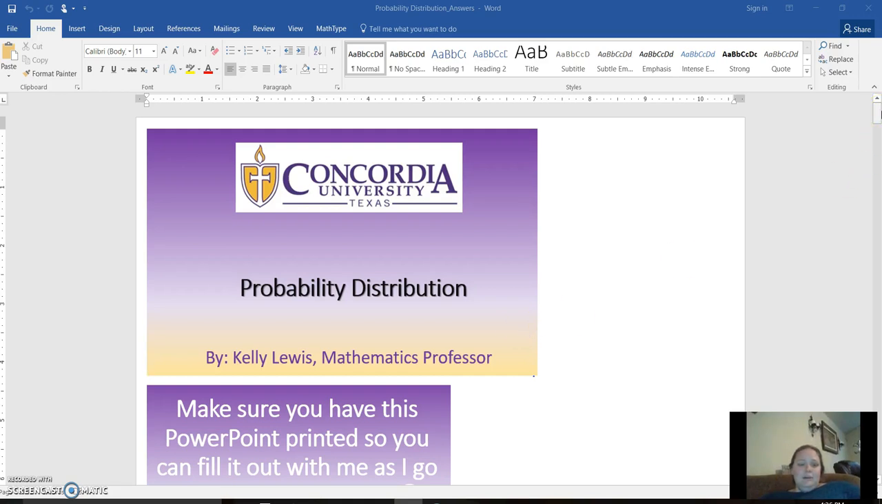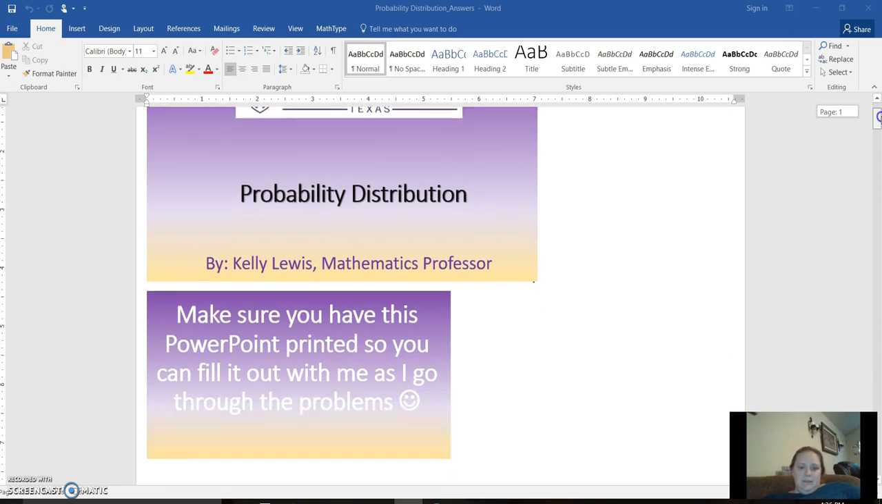All right, hey everybody. So now I'm going to talk about probability distributions. This particular one is a set of data that has just various probabilities.